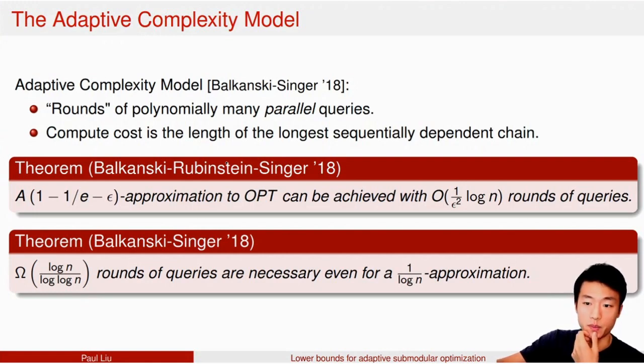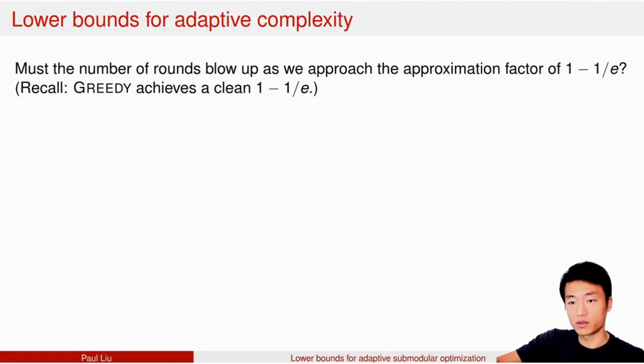In another paper by Balkanski and Singer in 2018, they also showed that you cannot even get a constant factor approximation without log n over log log n rounds. So the question we're interested in for this paper is whether the number of rounds must blow up as we approach the factor of 1 minus 1 over e.